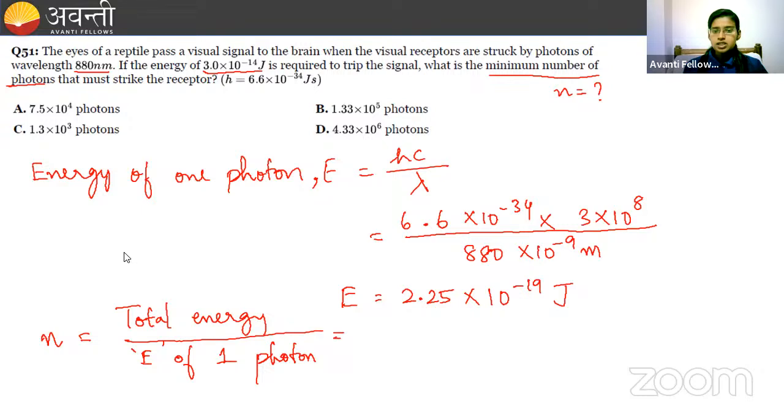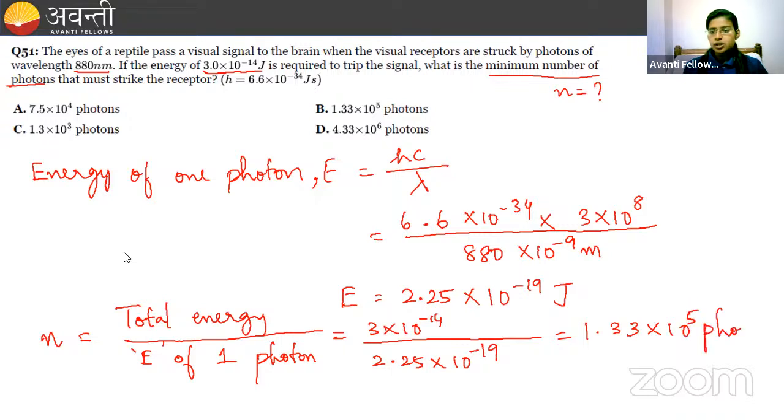Now the total energy given in the question is 3 into 10 to the power minus 14 joule, and the energy of one photon is 2.25 into 10 to the power minus 19 joule. So the final answer will be 1.33 into 10 to the power 5 photons. So the minimum number of photons that must strike the receptor is option B.